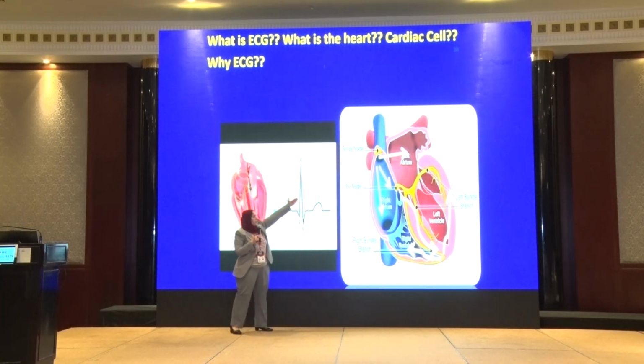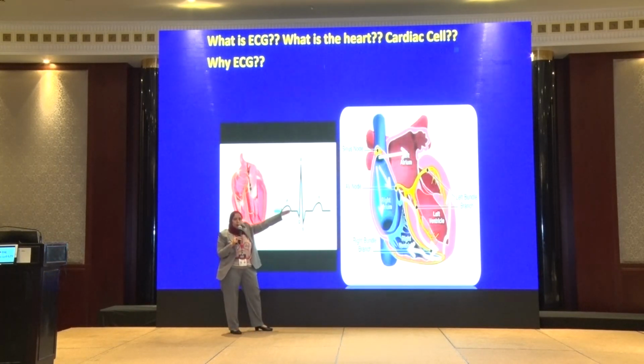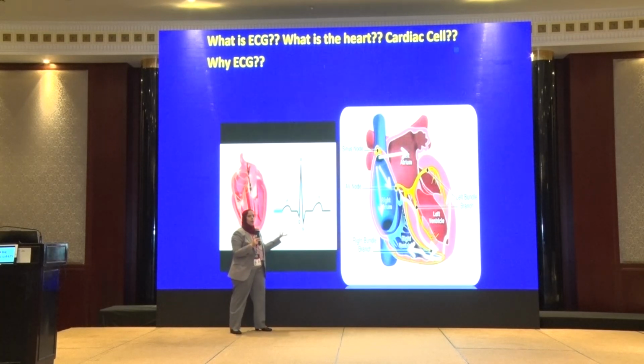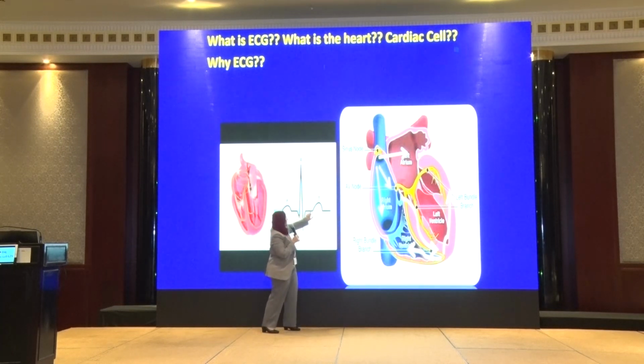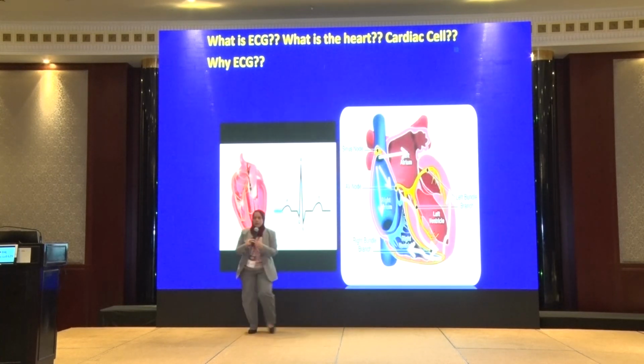Because the atria were activated before, now the atria will be deactivated, or what we call repolarized. Repolarization of the atria will happen at the same time that the QRS is happening, so we don't have a separate signal for the atrial repolarization. We don't see it because it happens at the same time. Then the ventricle will start to repolarize, and this is when we will have the T wave.